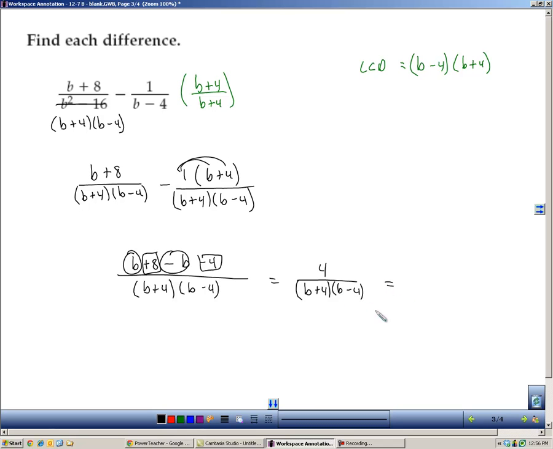That's actually an okay answer. If you want, you can combine the bottom into b squared minus 16, and I'll accept either one of those.